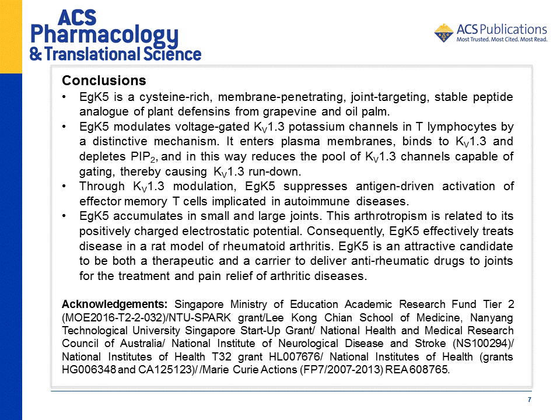EGK5 accumulates in small and large joints. This arthrotropism is related to its positively charged electrostatic potential. Consequently, EGK5 effectively treats disease in a rat model of rheumatoid arthritis. EGK5 is an attractive candidate to be both a therapeutic because of its channel modulatory and immunomodulatory properties, as well as a carrier to deliver anti-rheumatic drugs such as steroids to joints for the treatment and pain relief of arthritic disease.